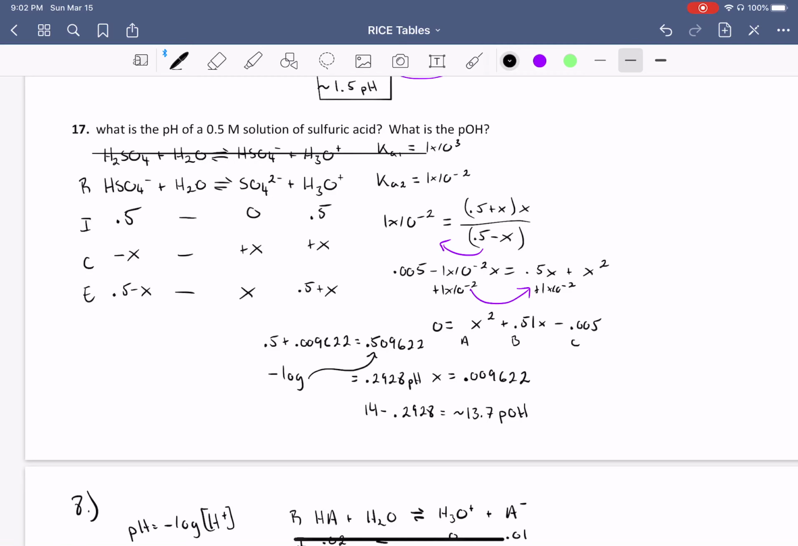And make sure you round to sig figs, right? And that should be your answer. So about 0.3 pH or 0.29 pH and 13.7 pOH. Email me if you have any questions, but good luck.